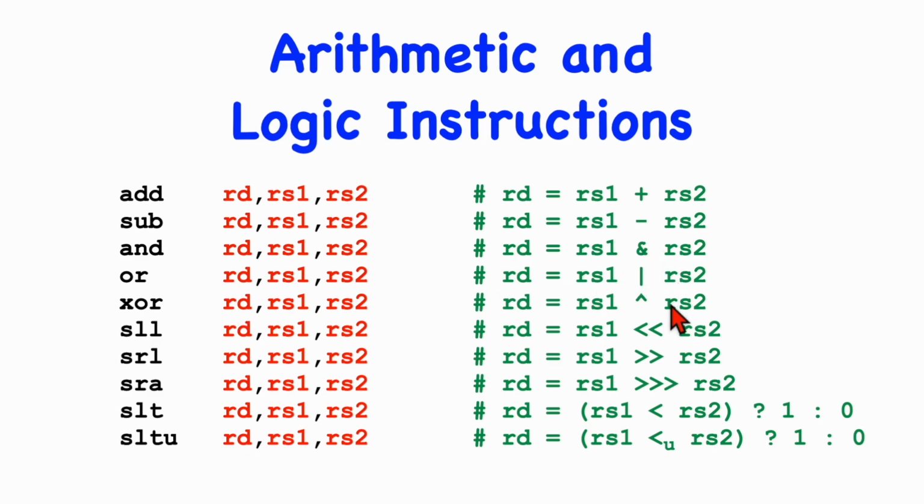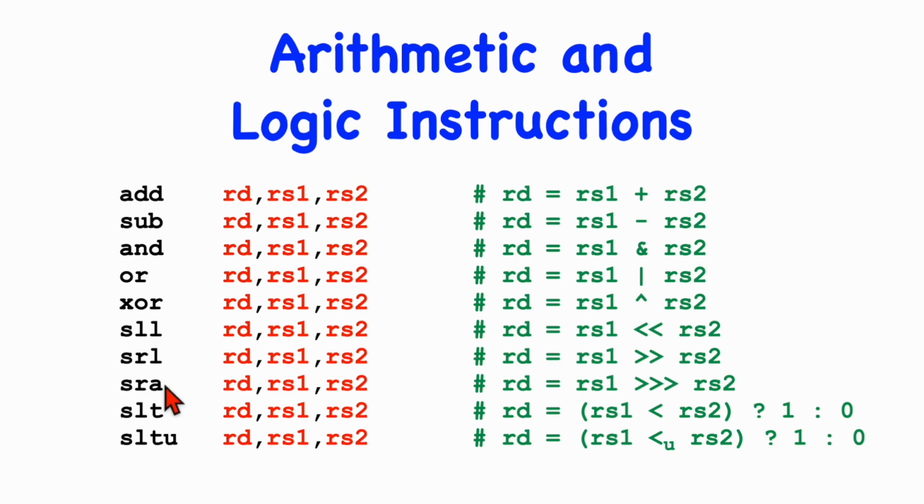These are bitwise operations. So for example, with the AND instruction, each bit of RS1 is logically ANDed with the corresponding bit of RS2, with the result being placed in the corresponding bit of register RD. We've also got 3 shift instructions: shift left logical, shift right logical, and shift right arithmetic. The shift amount is coming from RS2. And with the logical shifts, we put zeros into the vacated bit positions.